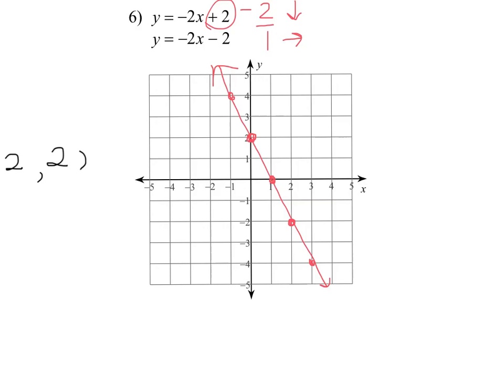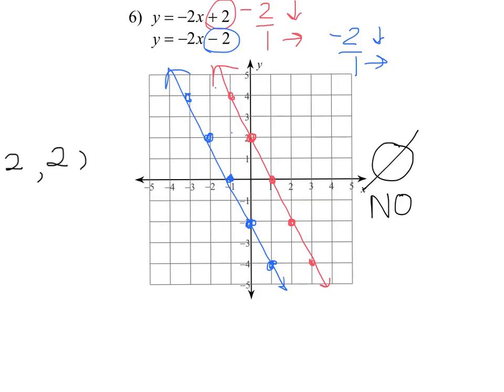I'm going to do my second one. I have a y-intercept of negative 2, and my slope again is negative 2 over 1, down 2 over 1. If I go in the opposite direction, and when I connect, I notice that they never cross because they're parallel lines. So my answer for this one is no solution.